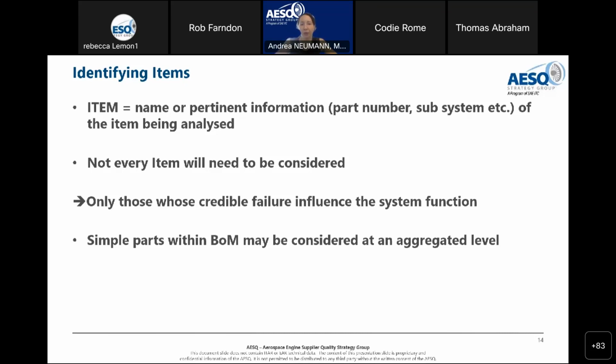Not every item will need to be considered. The RM13004 just states that you should do the DFMEA for items that have a credible failure influence on the system functions. This means some parts, for example bolts, may not be considered, but it could also be possible at some aggregated level to name the influence of simpler items. It always depends on the aggregated level you want to look at. So click, please.